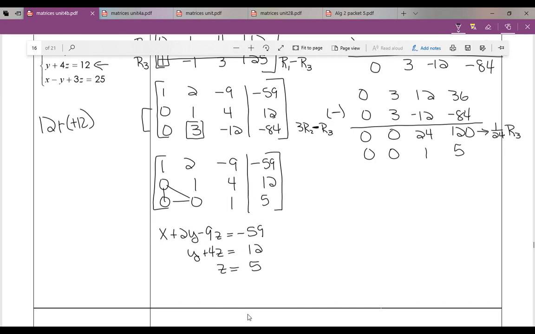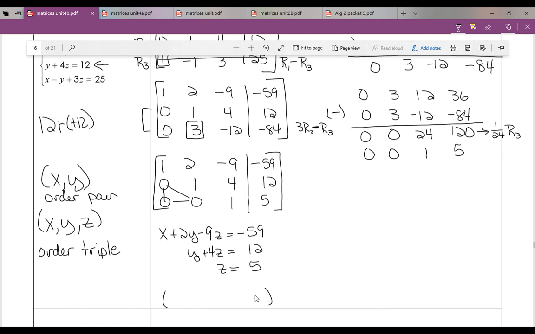Now, when you solve a two-variable system, you get x, y. We're solving a three-variable system. This is called an ordered triple because there are three variables. This is an ordered pair, and that's for a 2x2 system. This is an ordered triple because you have three equations, three variables.